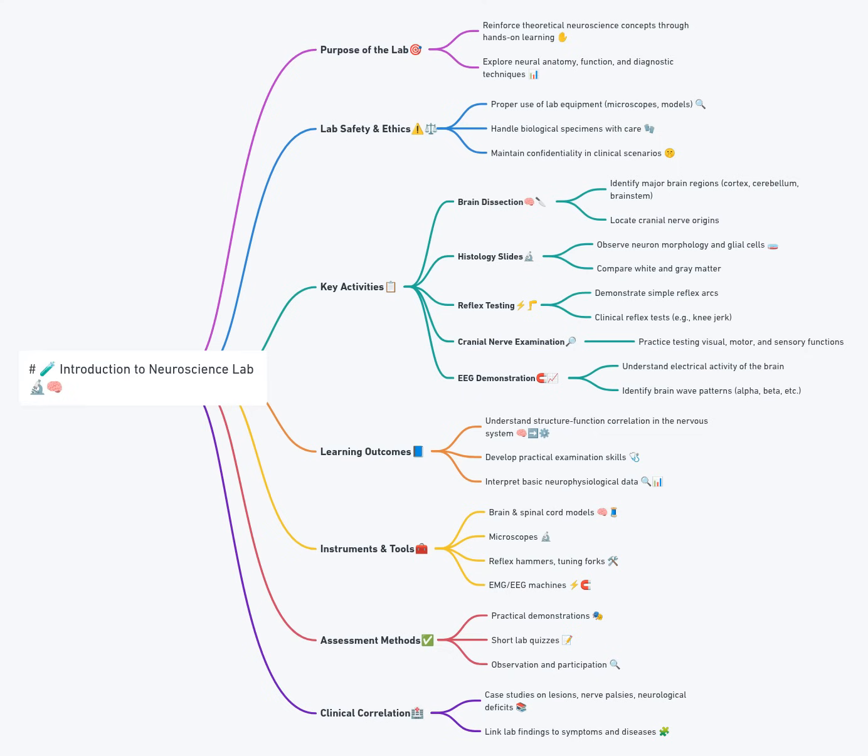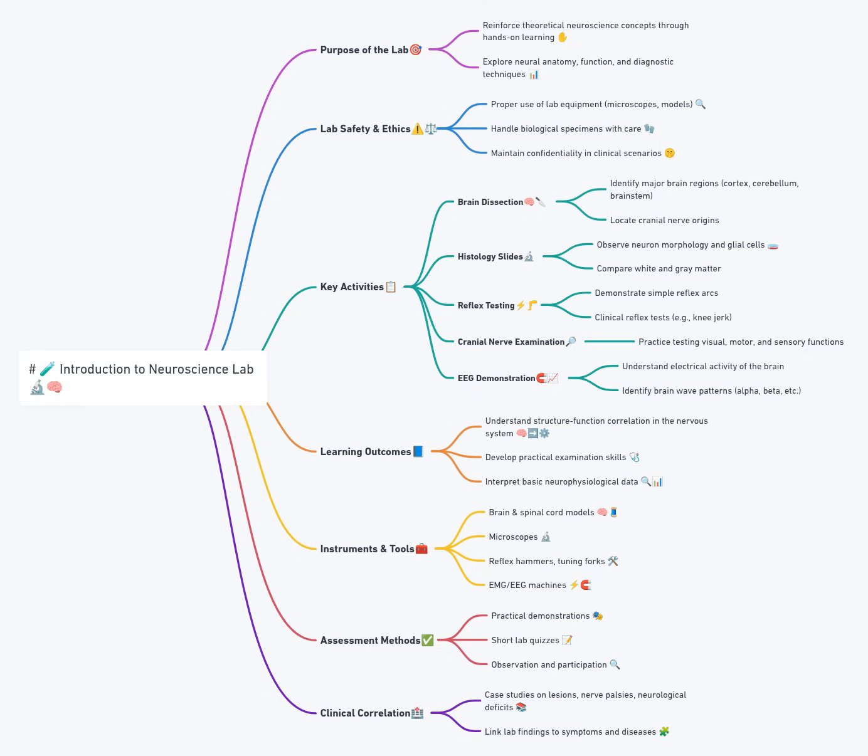You will then examine a cross-section of the spinal cord. Identify the gray matter in the shape of a butterfly in the center, surrounded by white matter tracts. The anterior horns contain motor neurons, while the posterior horns receive sensory input. Notice the central canal in the middle and the surrounding meninges: dura mater, arachnoid mater, and pia mater.